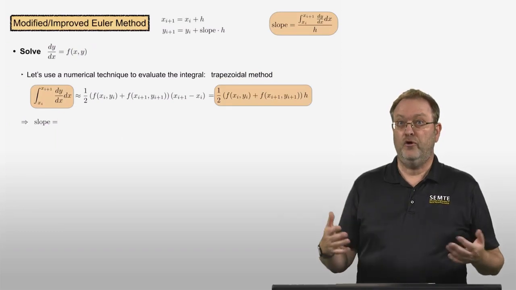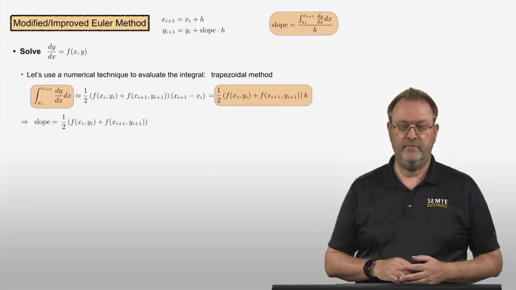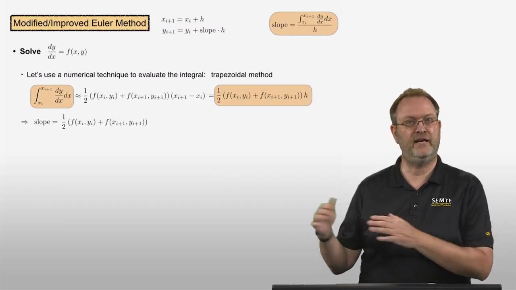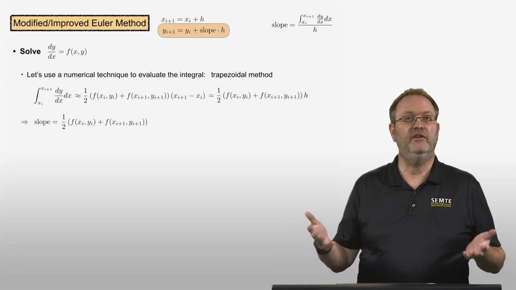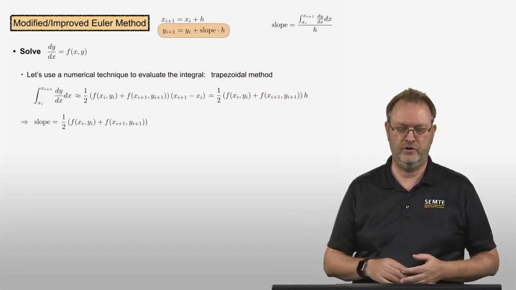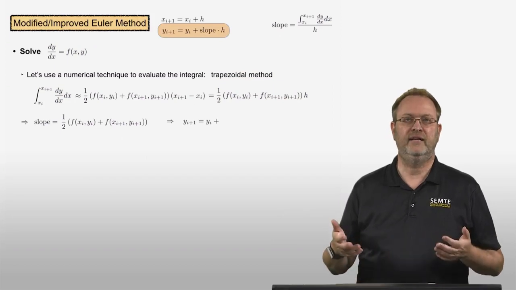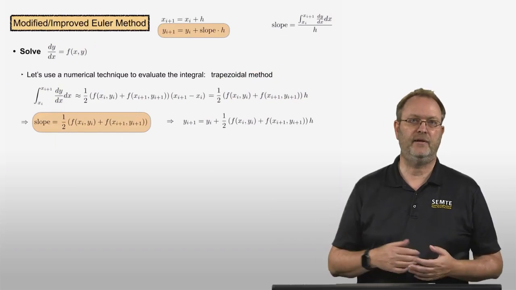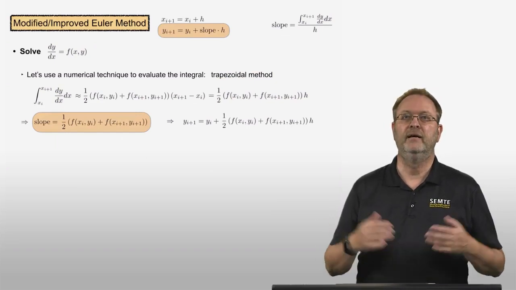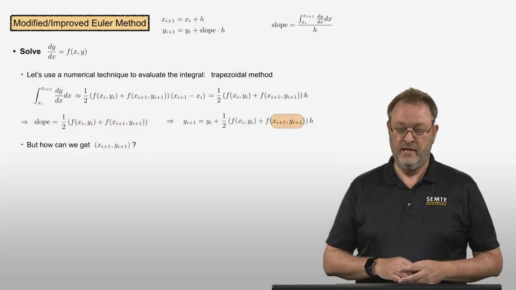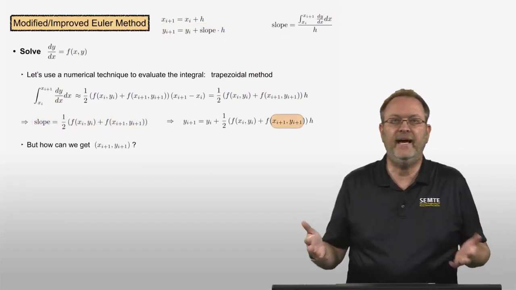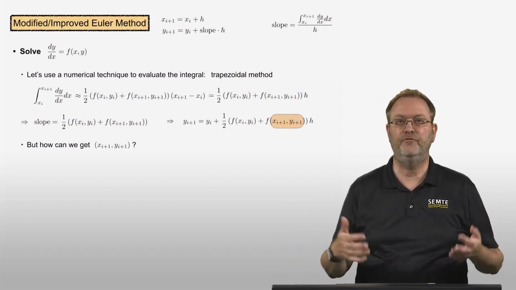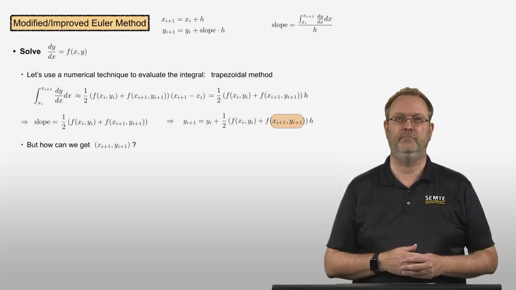So therefore, the slope as evaluated by the trapezoidal method is 1/2 of f at the left bound plus f at the right bound. And if we then use this slope to update our solution y_{i+1}, we find that this is y_i plus 1/2 of f at x_i, y_i plus f at x_{i+1}, y_{i+1}, times h. Now, there's one issue in there. How do we get x_{i+1}, y_{i+1}? Because we're doing this step to figure out what the new solution is, y_{i+1}.